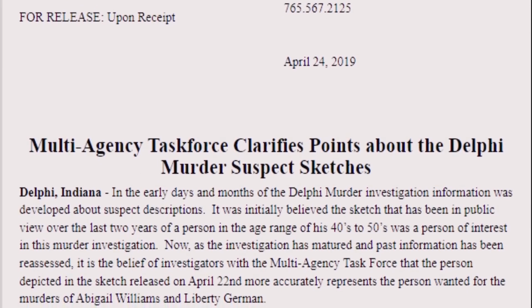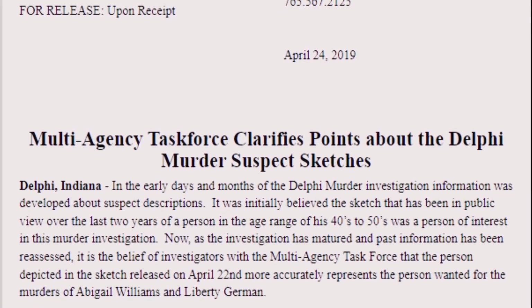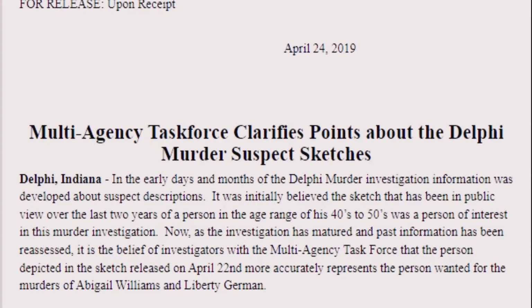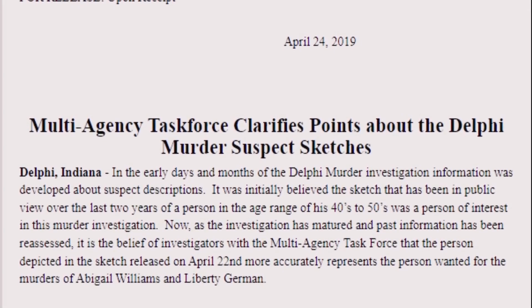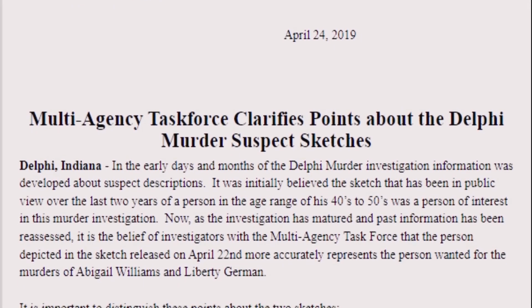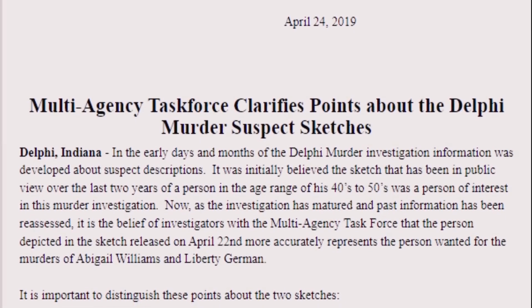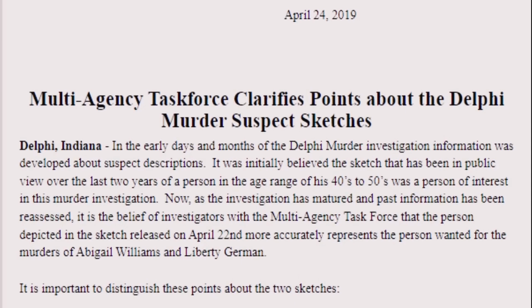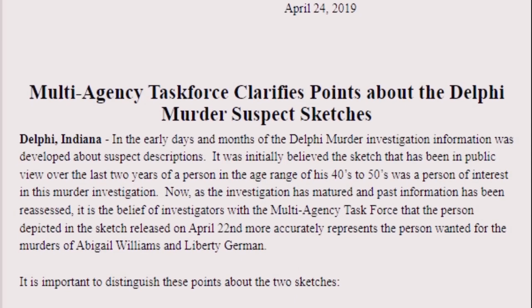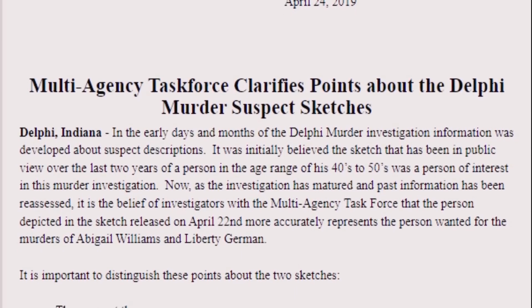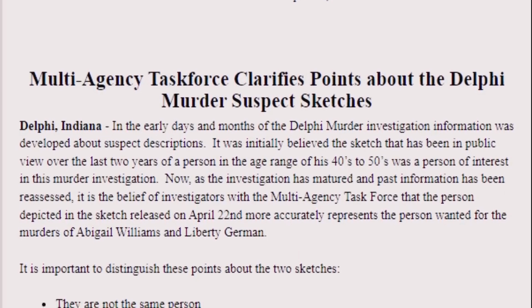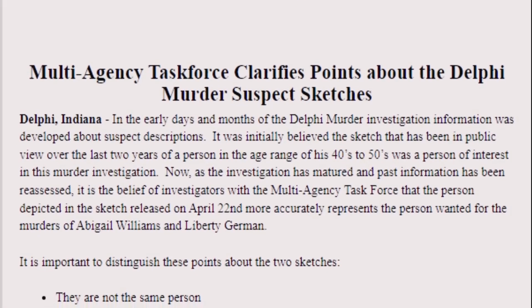Now, as the investigation has matured and past information has been reassessed, it is the belief of investigators with the multi-agency task force that the person depicted in the sketch released on April 22nd more accurately represents the person wanted for the murders of Abigail Williams and Liberty German. It is important to distinguish these points about the two sketches.